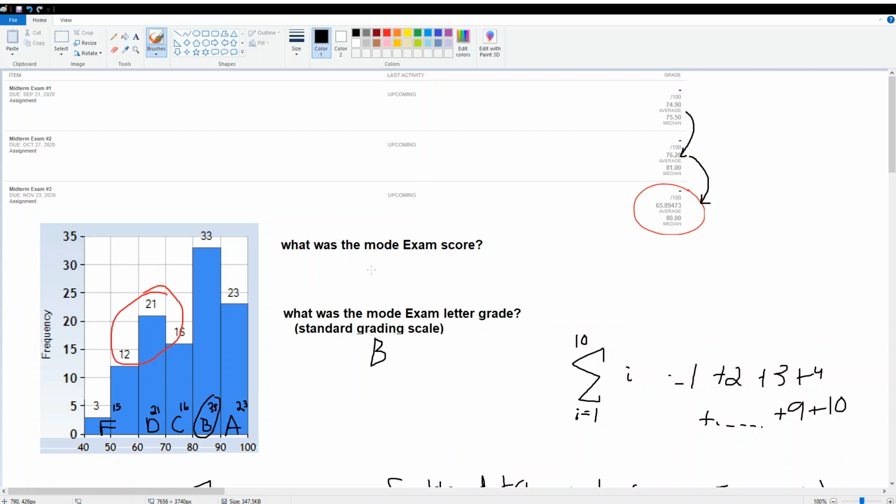Now let's go to the other one. What was the mode exam score? You don't know. Now you might say, what? That makes no sense. It's obviously in the 80s. Says who? What if these 21 scores in the D range were all 65s? Let's make that clear.